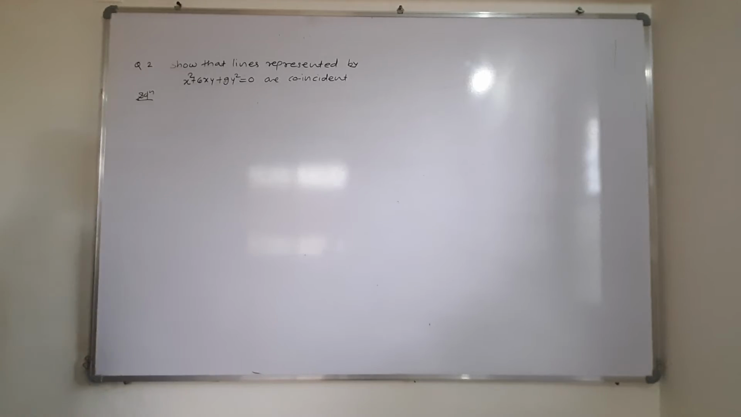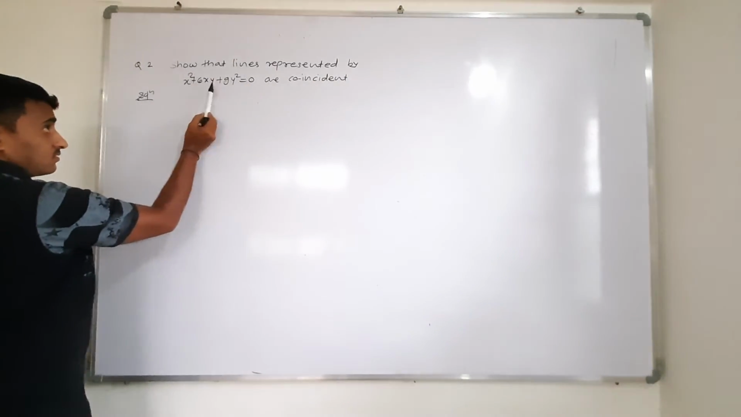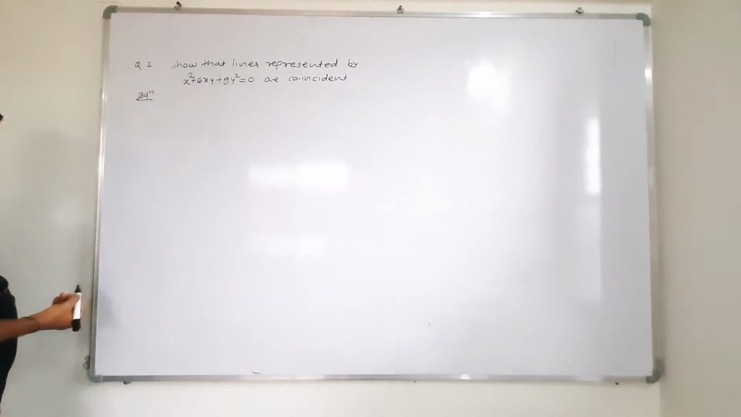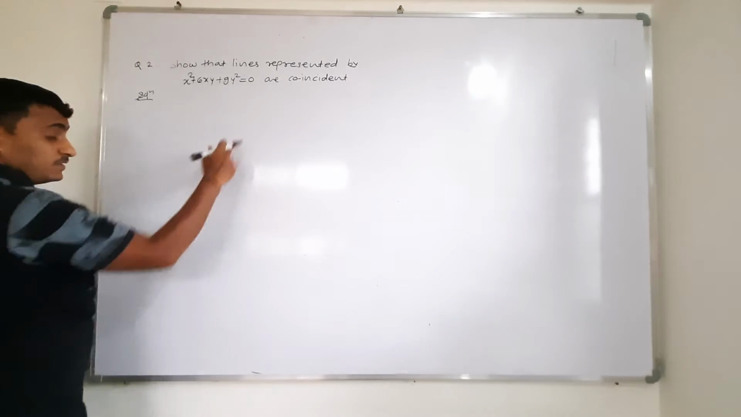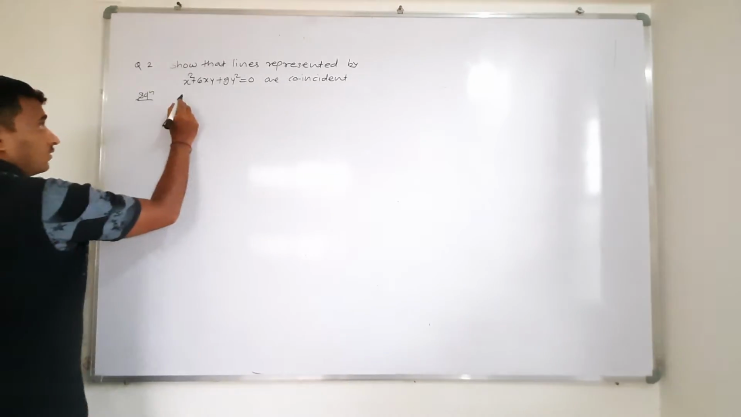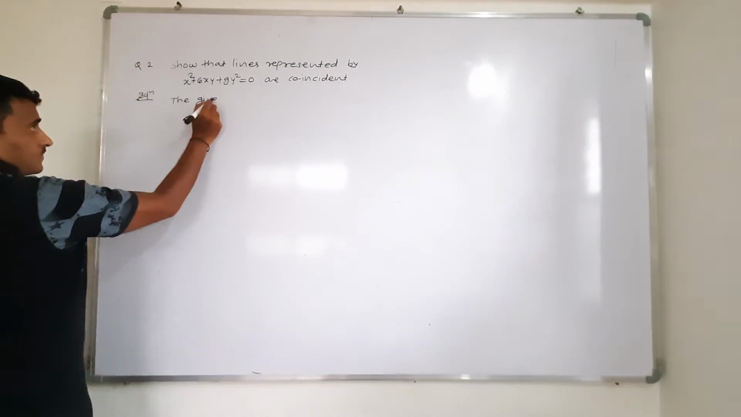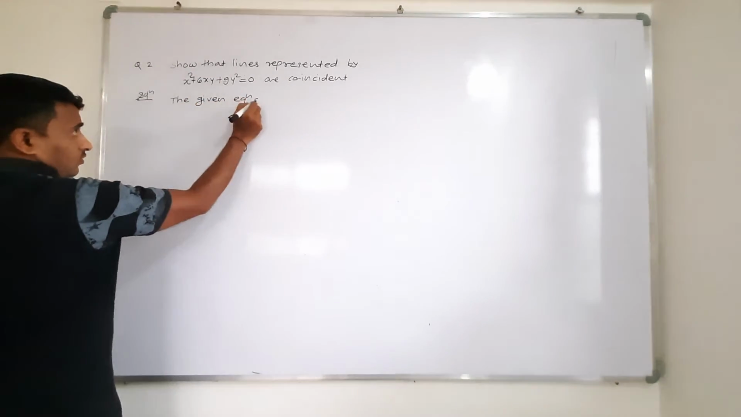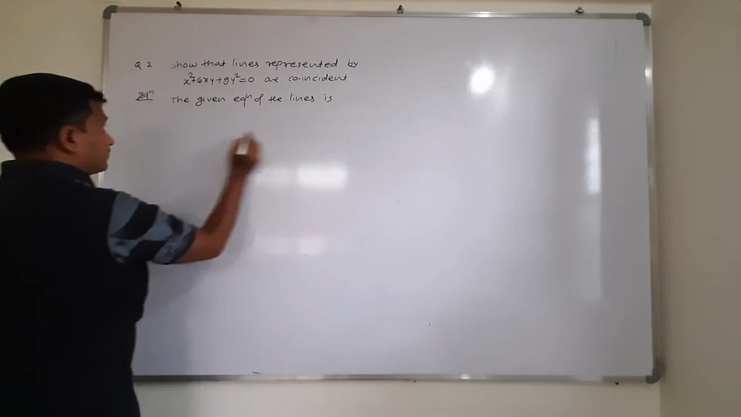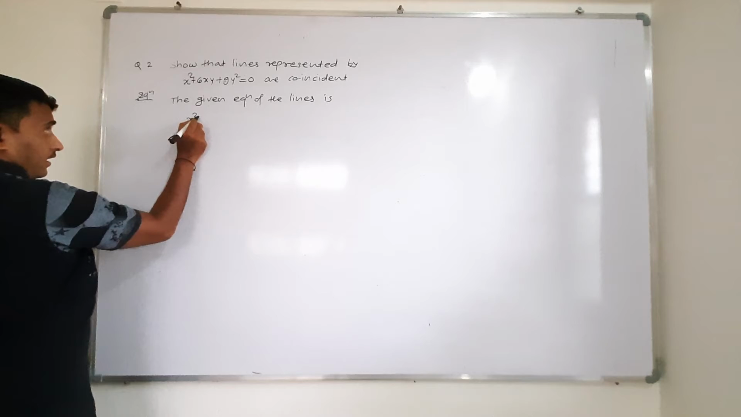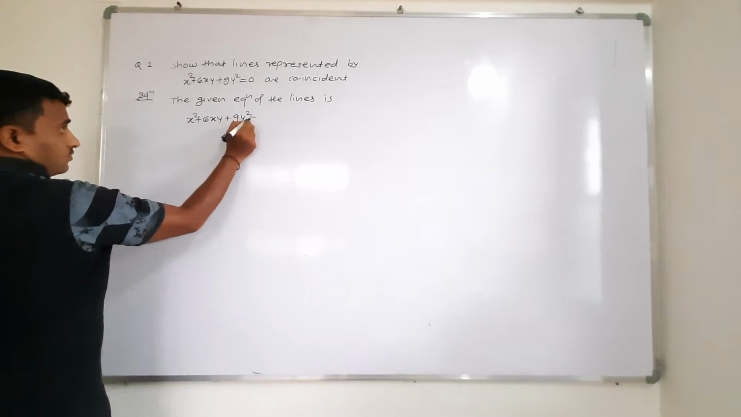Now come to question number 2. Again, show that the lines represented by this are coincident. We know the condition for coincident lines: h square minus ab is equal to 0. If a plus b is equal to 0, lines are perpendicular. Again, the given equation of the lines is x square plus 6xy plus 9y square is equal to 0.